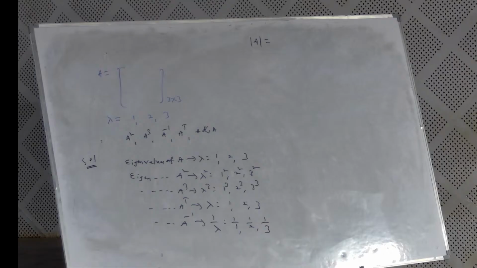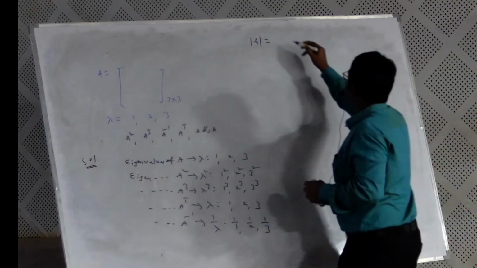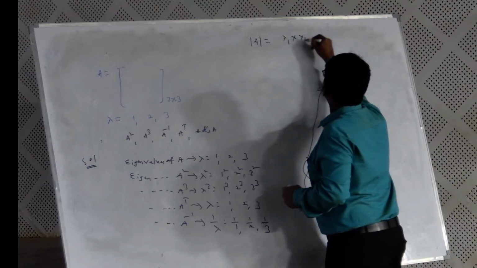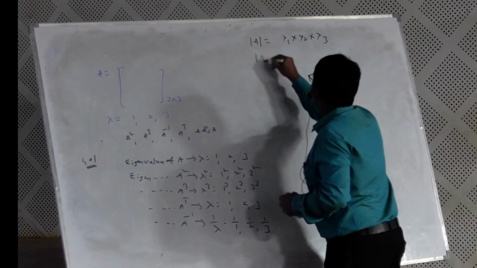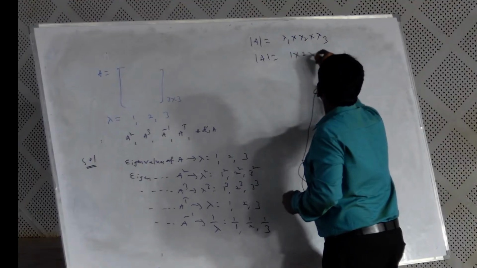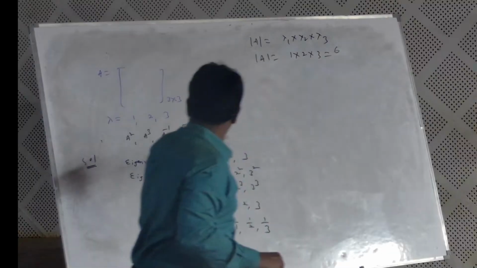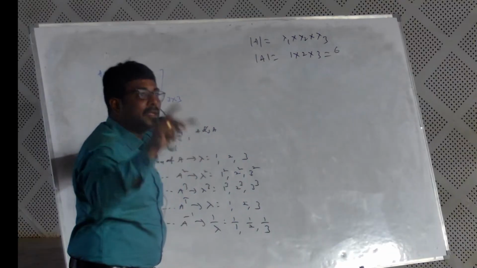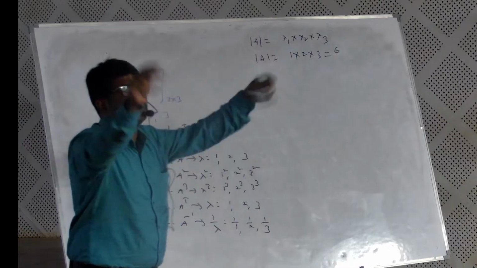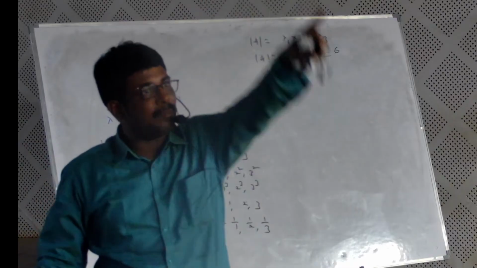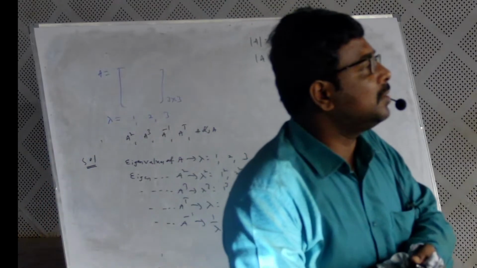It is possible. How to verify your eigenvalues are correct or not? In general, what is the formula that I explained? Sum of the eigenvalues equals trace. Product of the eigenvalues equals determinant. If you want to know the determinant, you may multiply all the eigenvalues. What is the determinant of this matrix? 6. If you know the eigenvalues, it is easy to find the determinant. Nothing, just multiply them. 1 into 2 into 3 is the determinant. That is the logic between eigenvalues and the determinant.